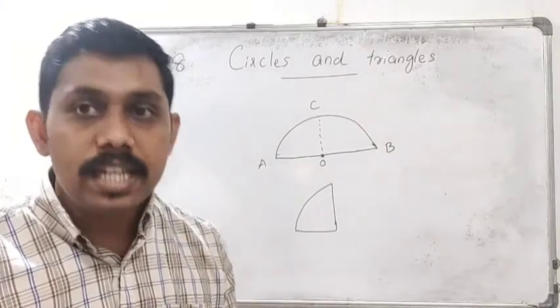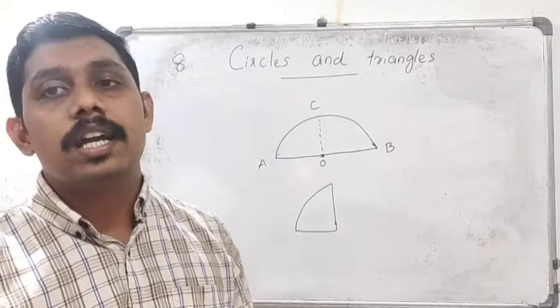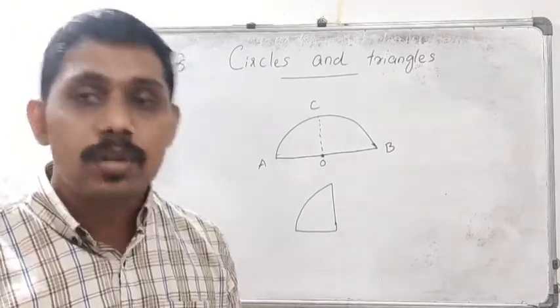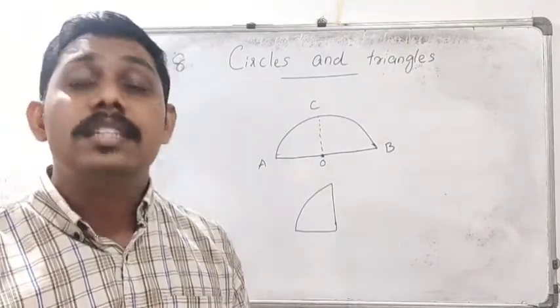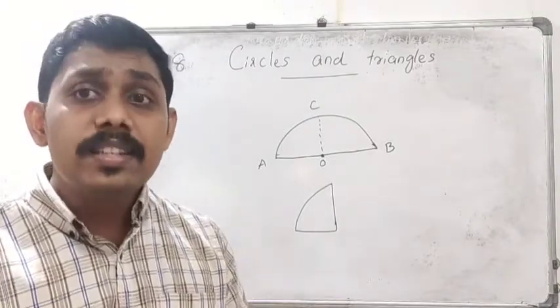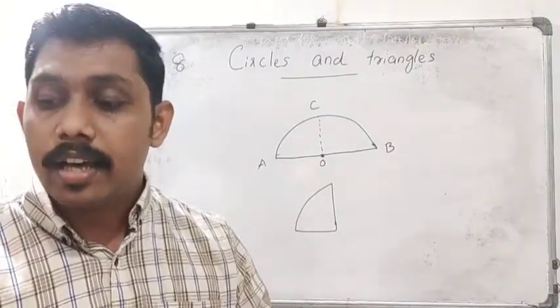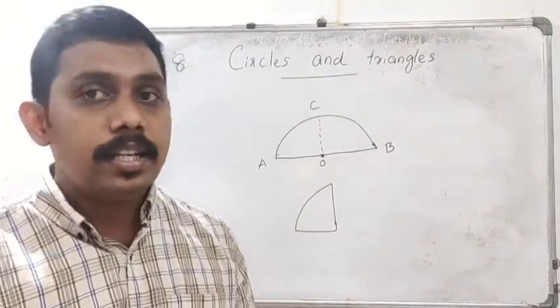These are the main terms in the circle. First one is center of the circle, second one is radius of the circle, third one is diameter, and fourth one is chord, and semicircle, and quarter circle or quadrant. These are the main terms in circle.